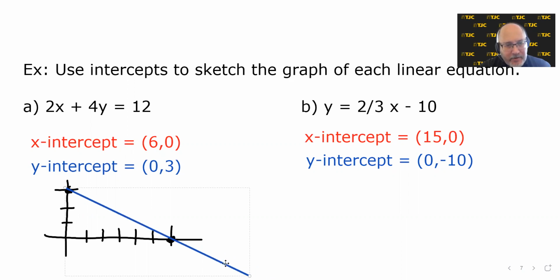There we go. Let's move that line over a little bit. There we go. And there would be the graph of 2x plus 4y is equal to 12. We can do the same thing with the other one.